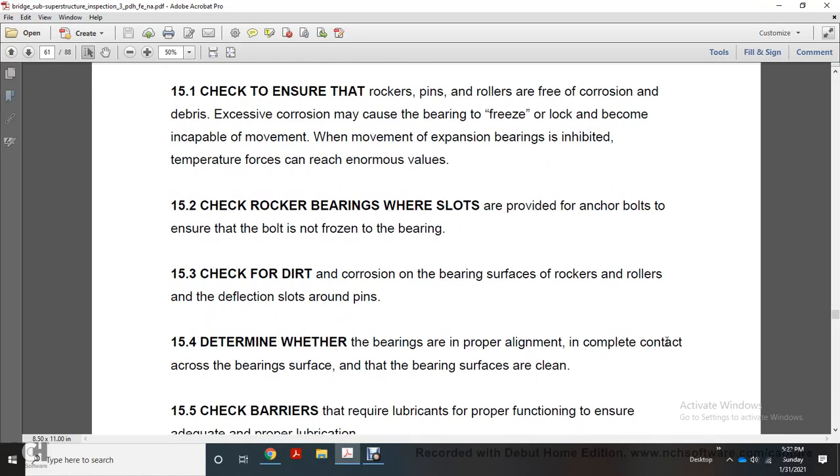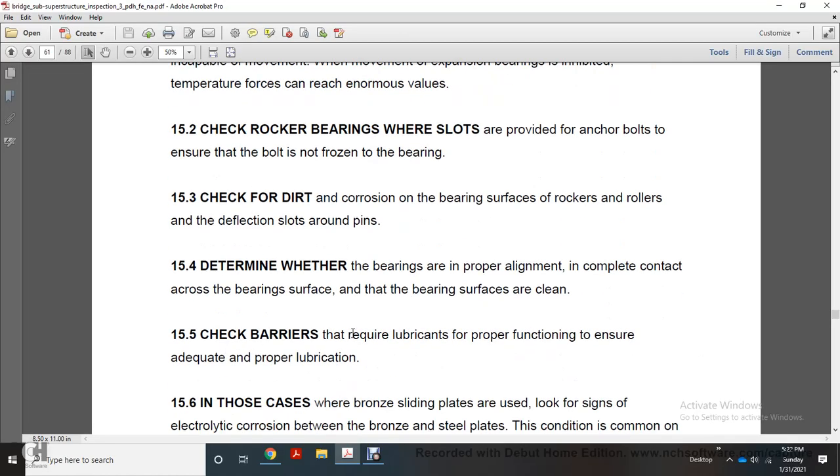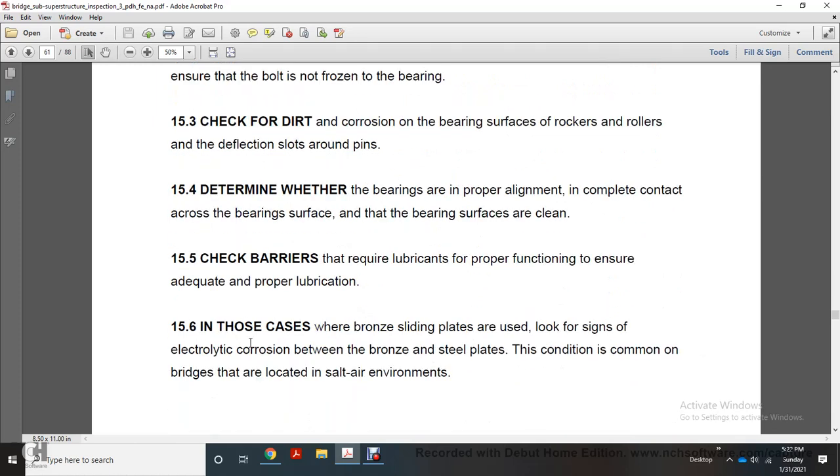Determine whether the bearings are in proper alignment with complete contact across the bearing surface, and whether the bearing surface can be cleaned. Check for barriers to the required lubricant and proper function. Ensure adequate and proper lubrication.